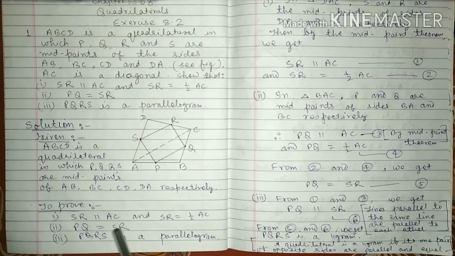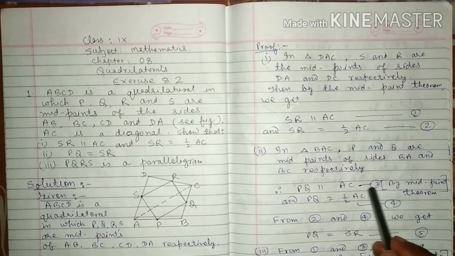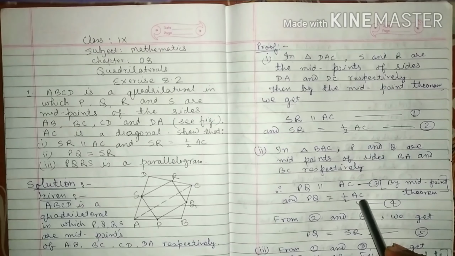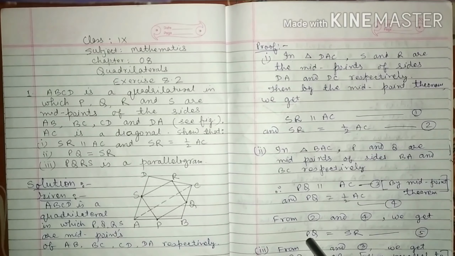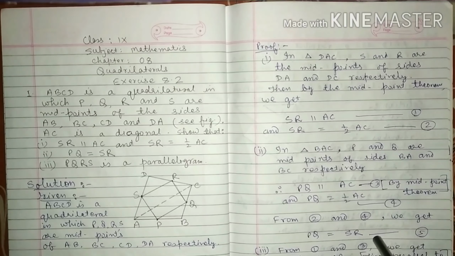Now proof of second part. In triangle BAC, P and Q are the midpoints of sides BA and BC respectively. Therefore, PQ parallel to AC and PQ equals half of AC. We consider this as equation 3 and this as equation 4 by midpoint theorem. From 2 and 4 we get PQ equals SR. Here we see RHS of 2 is 1 by 2 AC, RHS of 4 is 1 by 2 AC. RHS of 2 and 4 are equal, therefore LHS of 2 and 4 must be equal. So we get PQ is equal to SR. We consider this as equation 5.